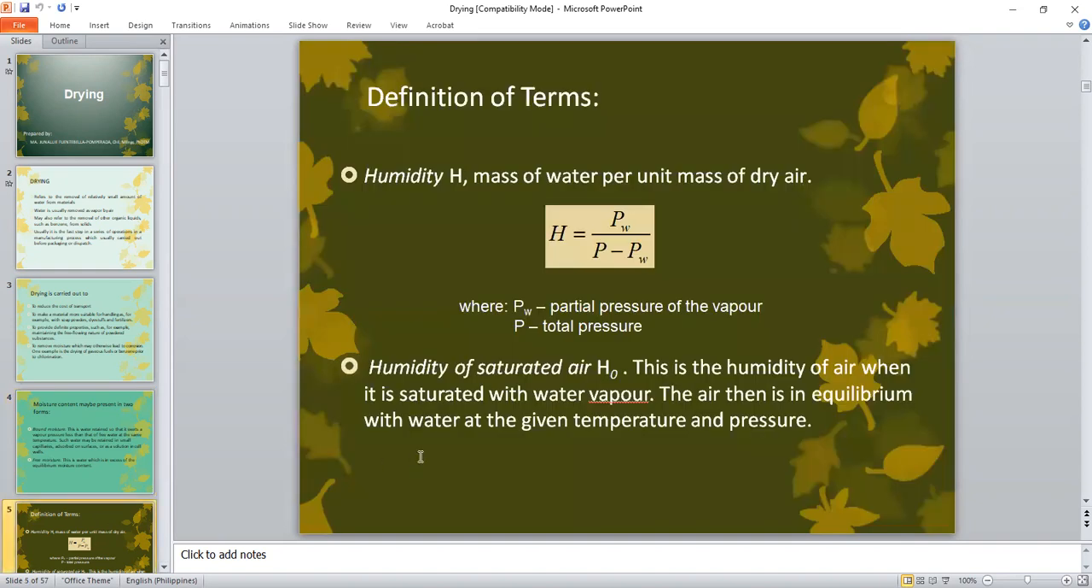Now, in terms of the fundamental definitions of humidity and the different formulas associated with it, we're going to review on this.